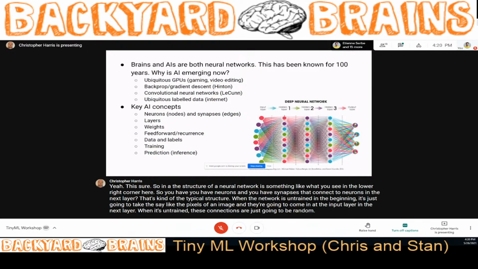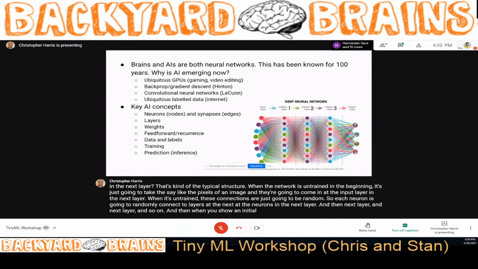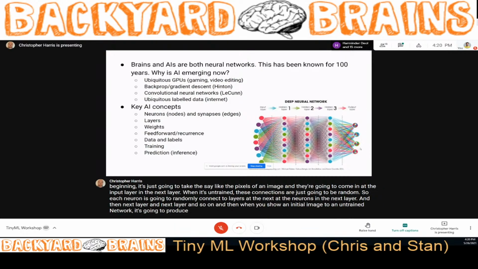So each neuron is going to randomly connect to neurons in the next layer, and then the next layer, and the next layer, and so on. And then when you show an initial image to an untrained network, it's going to produce an output kind of randomly. In this case, it has 4 different choices, so like dog, cat, unknown, and not an image, say.